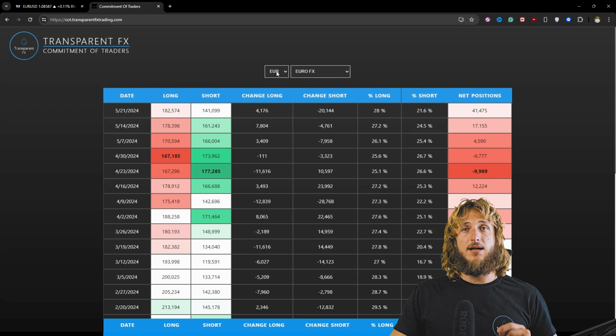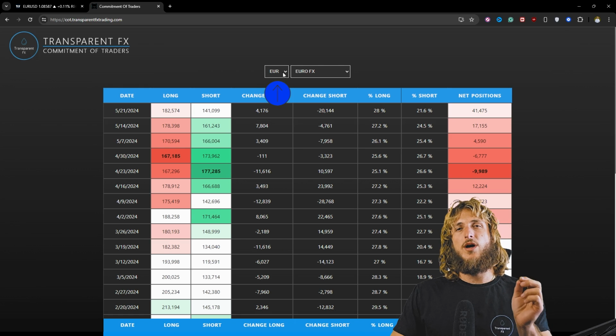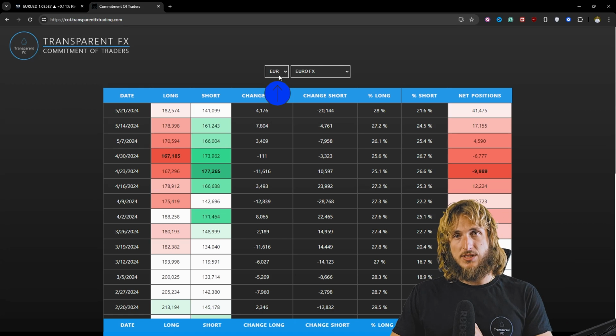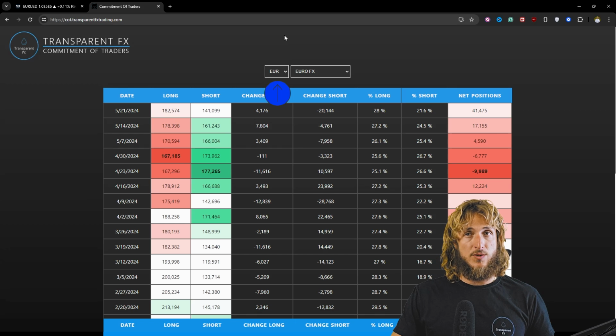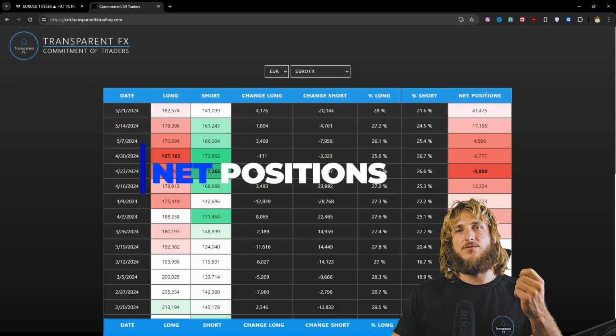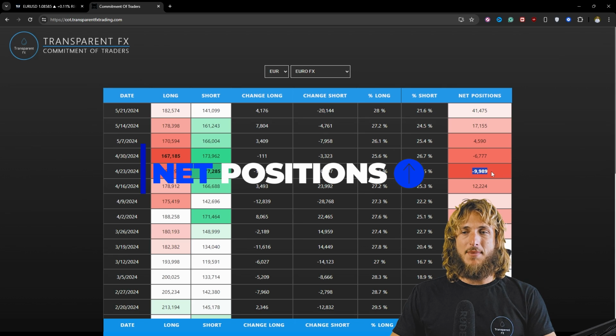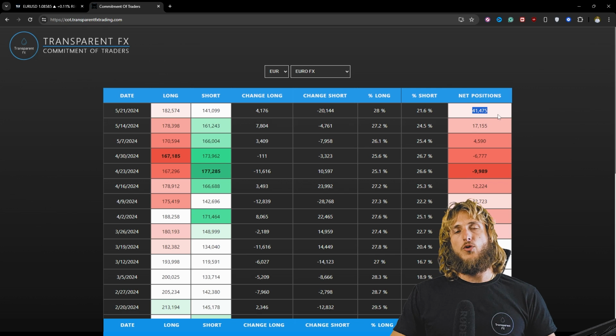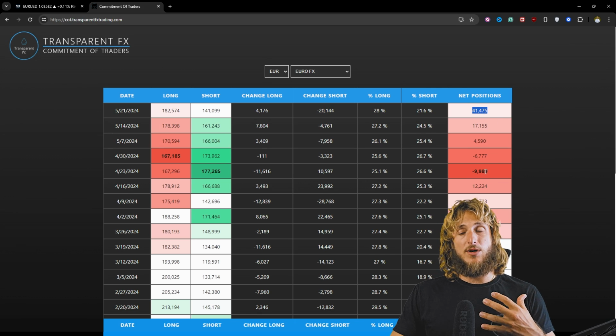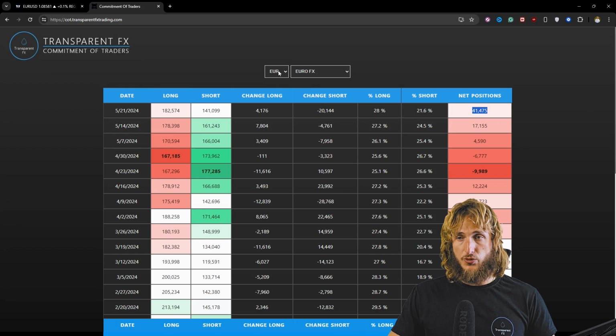Now, if we look at the data precisely for the euro, the first thing that we have to keep in mind is that if we're looking at the data for the euro, actually, we are already looking at Euro USD because all currencies on the spot are traded against the USD. And what we can see is that with the last reports, net positions have been massively increased. We went from having minus 9.9k net positions all the way up to plus 41.4k net positions. So institutions have been moving aggressively back to the bullish side for Euro USD.